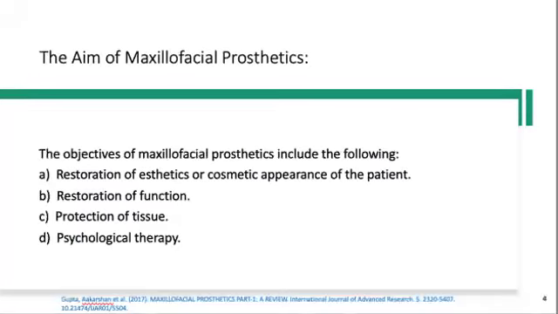Now, the aim of maxillofacial prosthetics: the main aim is to restore the patient's aesthetics and function, which ultimately enhances the patient's self-esteem and quality of life. And also it has a role in the protection of the tissues and a role in psychological therapy and the state of mind of the patient.